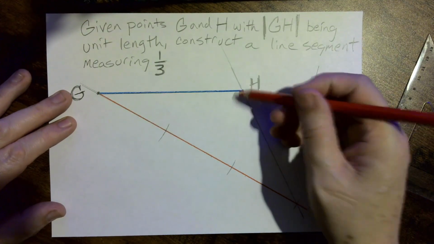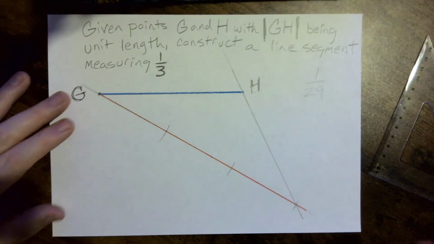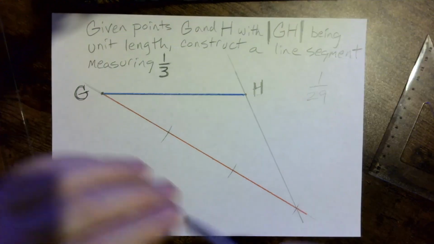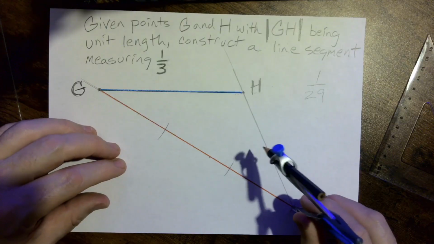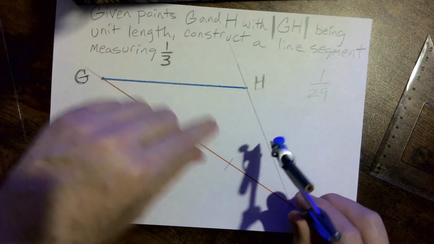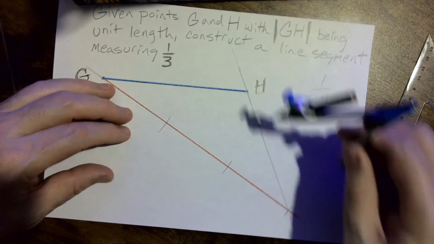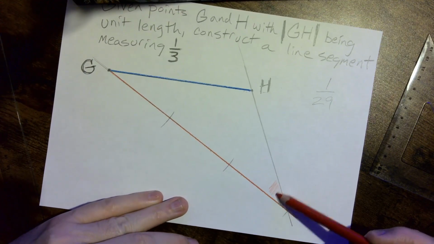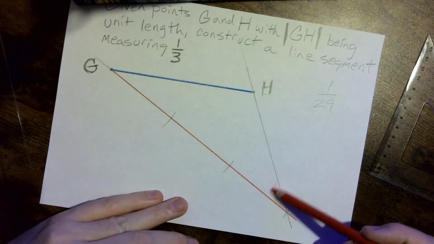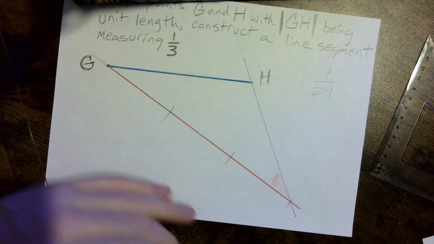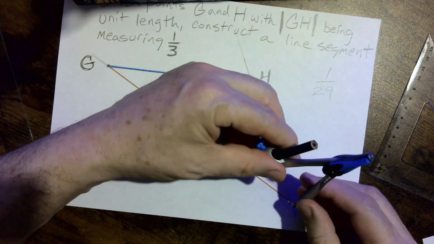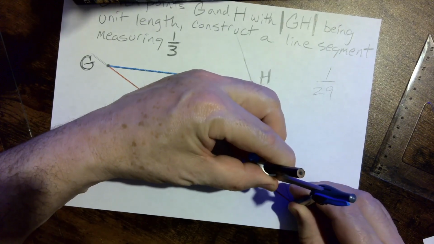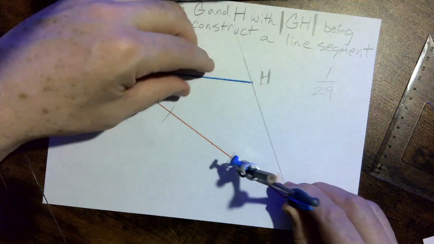Okay, so I got this connecting that. Now what I want is I want to copy this angle that's right here. I'm going to copy that. This angle. That angle right there. Copy that angle. Ouch, I poked myself. Careful with the compass. These things can be dangerous. So I'm going to copy this angle like so.